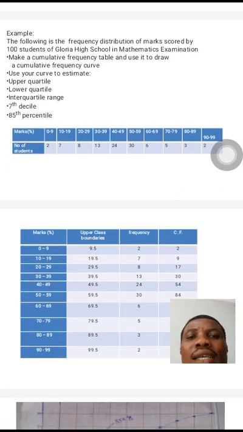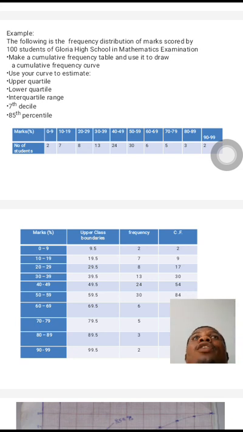Now look at this example. Say the following is the frequency distribution of marks scored by 100 students of Gloria High School in the mathematics examination. Now question 1, make a frequency table and use it to draw a cumulative frequency curve. Number 2, use your curve to estimate: 1, upper quartile; 2, lower quartile; 3, interquartile range; 4, 7th decile; and the last one, 85th percentile.